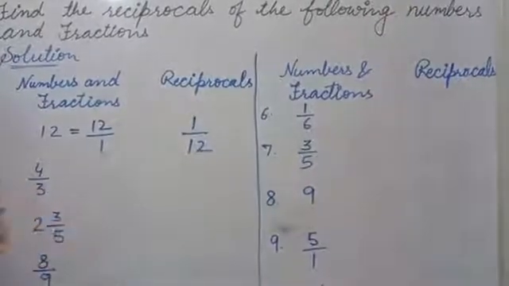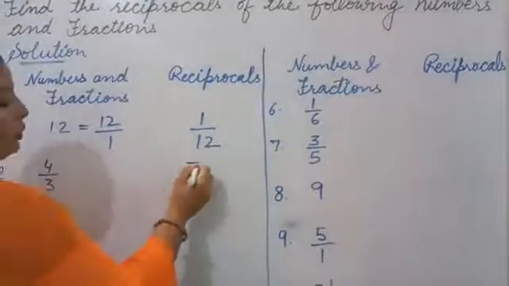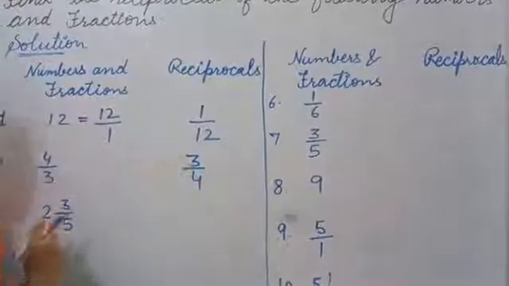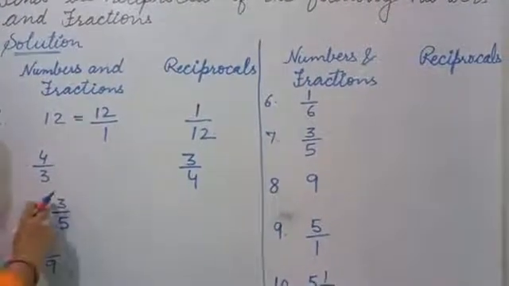Now 4 upon 3. So 4 upon 3, we change it, so it becomes 3 upon 4. Next, third, 2 whole 3 upon 5.